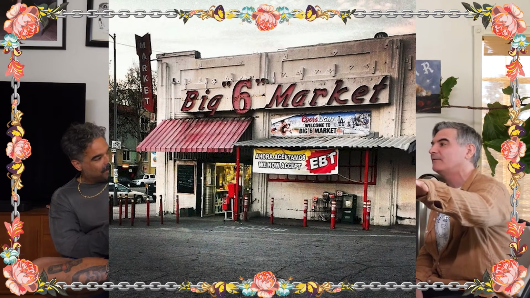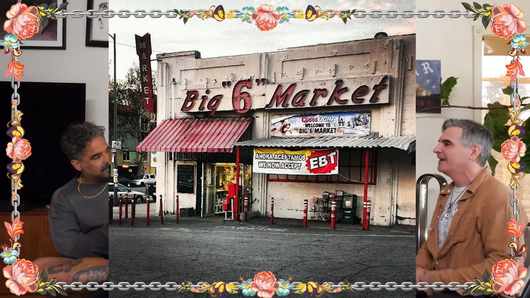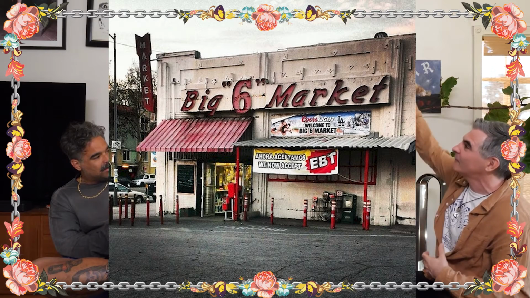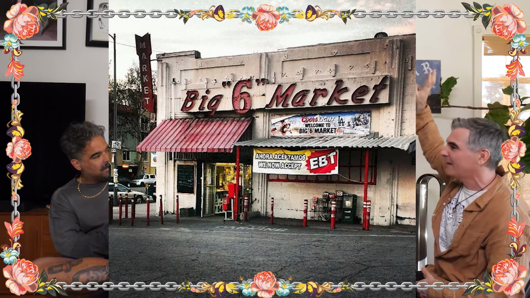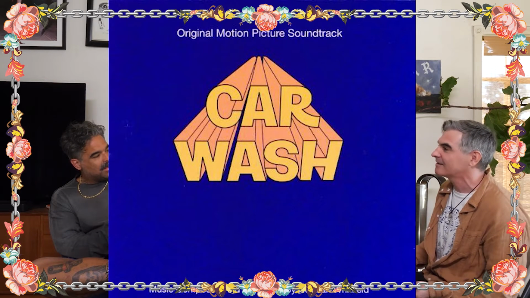I lived a block away from the Big 6 market. If you know LA, you know Big 6 because it's still there. And across the street was the Car Wash. Big 6 is in the movie. That was our market. If my dad forgot something, I'd be like, oh, you forgot the cereal that I like, and I'd walk over there myself and get my Captain Crunch. And I'd look over and it'd be Richard Pryor and whoever. I didn't know who he was, but I knew they were filming there. Later I loved that movie and I got the soundtrack and everything.